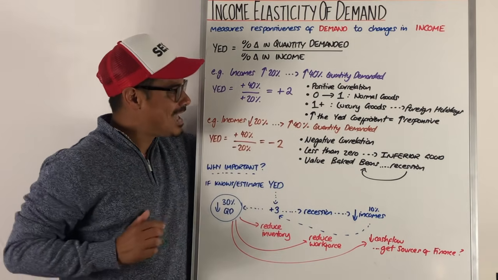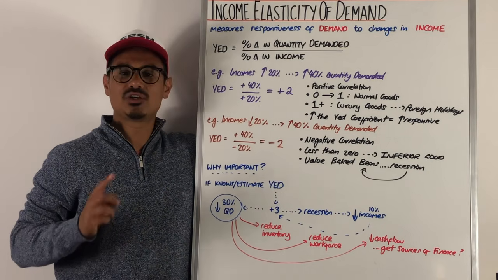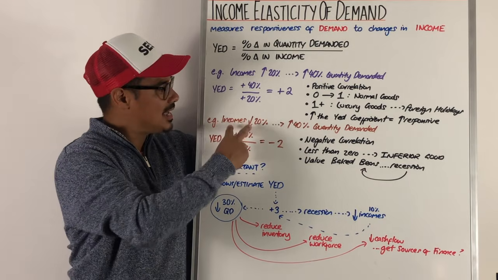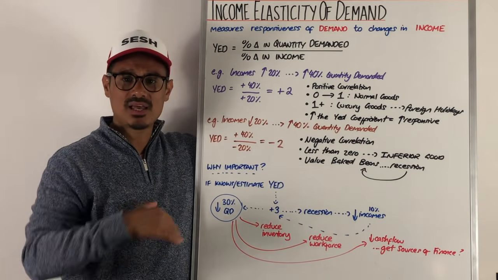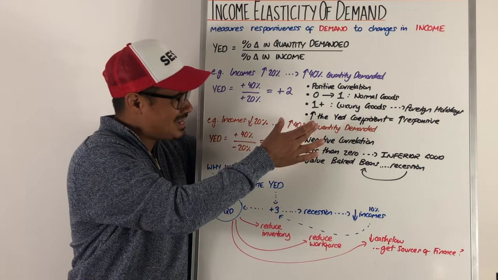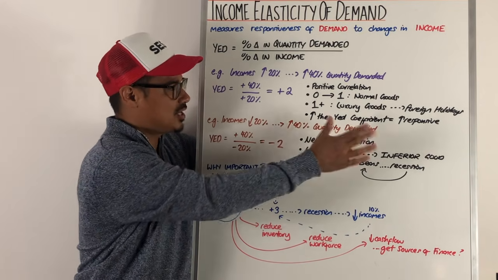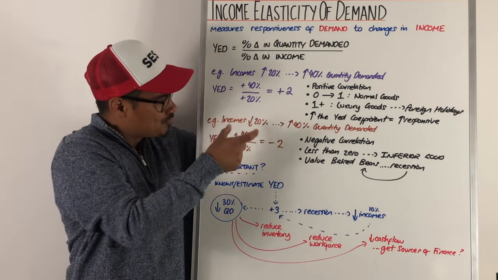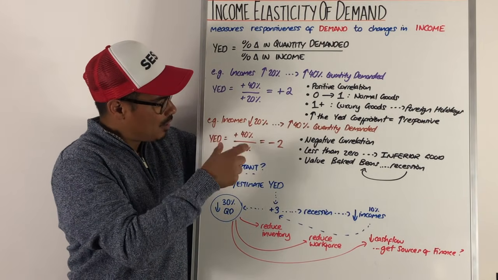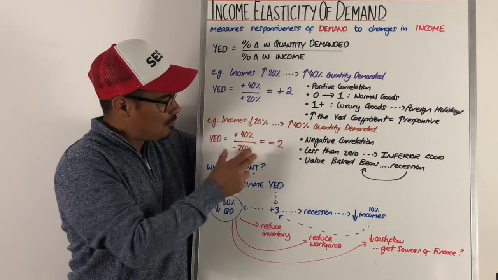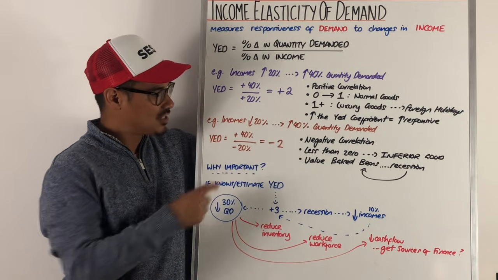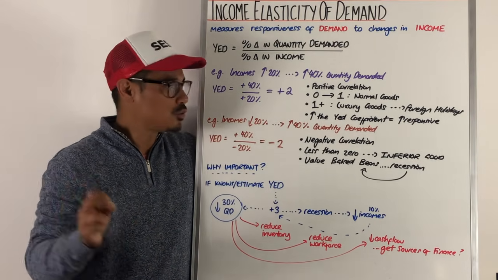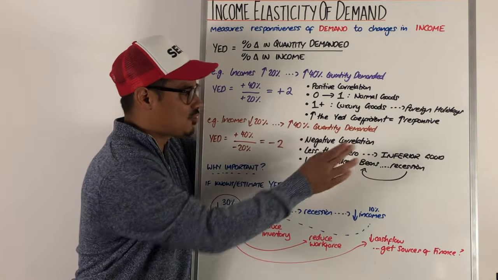Let's look at a negative example where there's a negative correlation, because YED can be a positive or a negative number. So in this case, incomes fall by 20% in an economy. Perhaps there's a recession, and it leads to a 40% increase in quantity demanded. If we put those numbers into the formula, plus 40 on the top, divided by minus 20, because incomes fell by 20%, comes to a coefficient for your YED of minus 2. So that's a negative correlation.